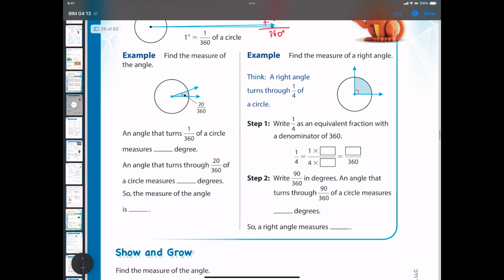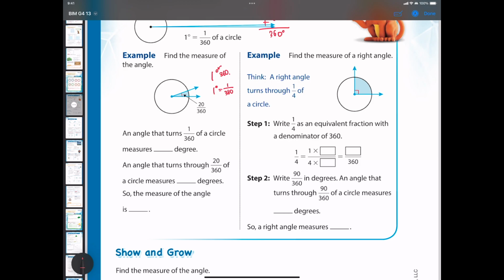Now example. Find the measure of the angle. And you see this here, 20 pieces out of 360. And I want you to know this degree symbol. Just remember this small circle means one full turn, which is one rotation, a circle, 360. So 1 degree means one piece out of 360. Okay, circle.